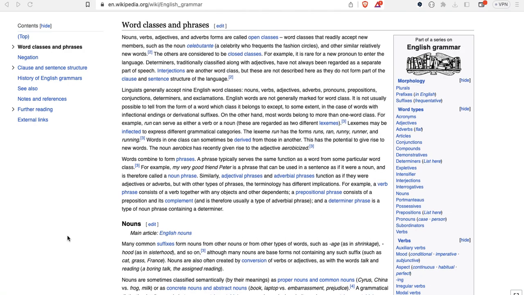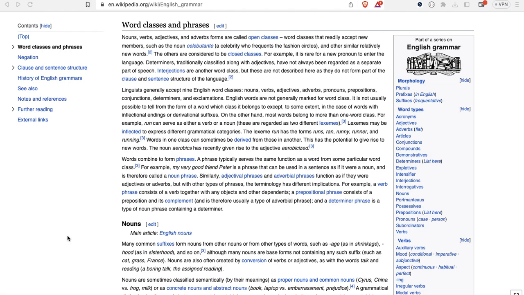Word classes and phrases. Nouns, verbs, adjectives, and adverbs form what are called open classes. Word classes that readily accept new members, such as the noun celebutante, a celebrity who frequents the fashion circles, and other similar relatively new words. The others are considered to be closed classes. For example, it is rare for a new pronoun to enter the language.